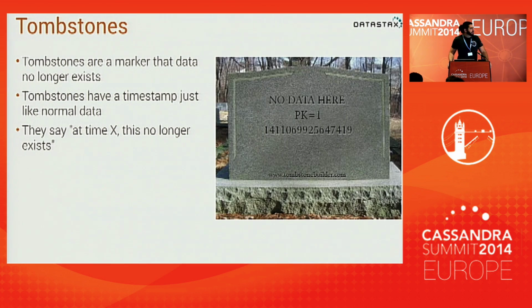A big thing that's kind of confusing for a lot of people is tombstones and the effect that they can have on your application performance. A tombstone, as everyone here probably already knows, is a marker that data no longer exists. And it has a timestamp just like normal data. As I was showing you with the delete, a delete comes with a tombstone, which comes with a timestamp. They basically say, at this time, this data no longer exists.